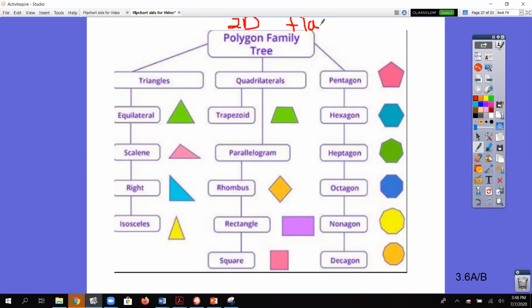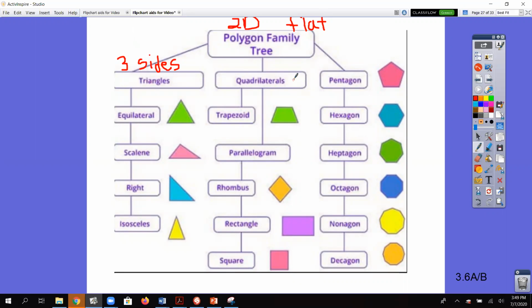All of these shapes in the Polygon family tree are polygons. So triangles have 3 sides. Now in 3rd grade, you don't have to know all the special names of the triangles. You'll learn that later in 4th and 5th grade. So you don't have to know all these types. You just have to know that a triangle has 3 sides.